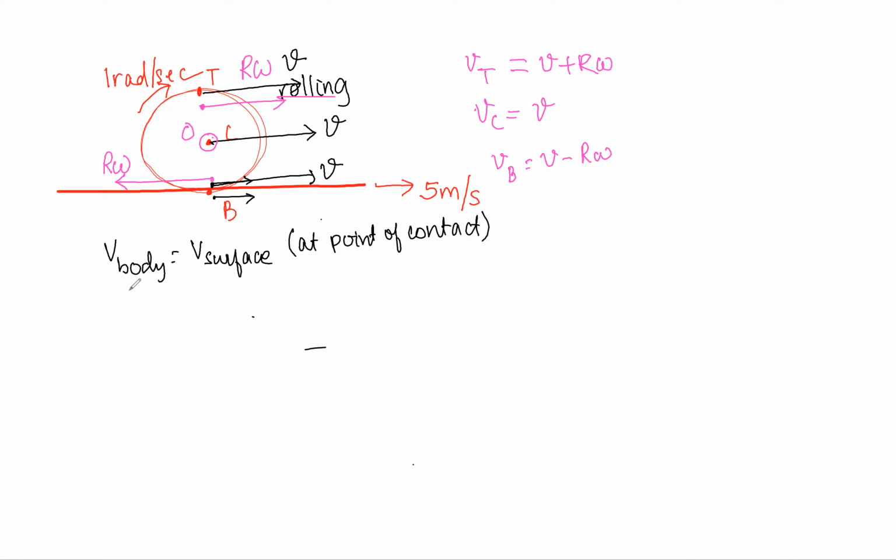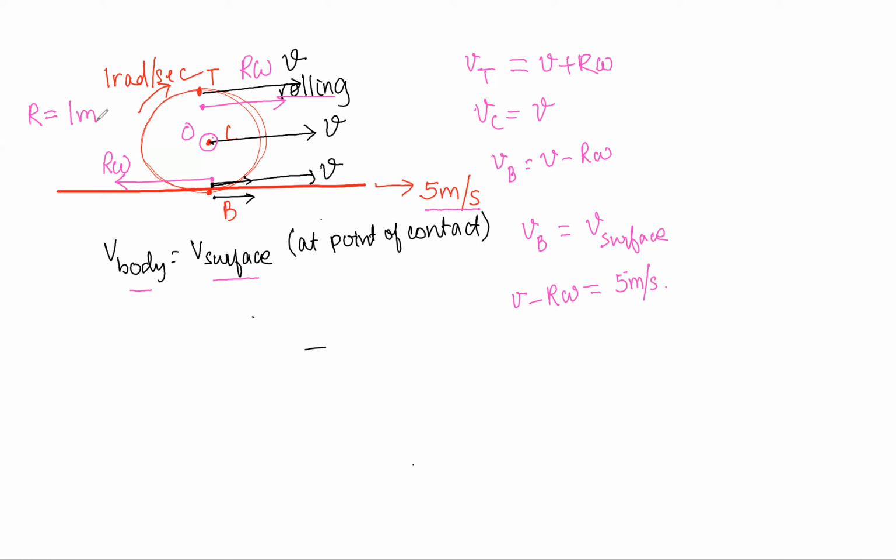Now the velocity of the bottom part has to be equal to the velocity of the surface. So the velocity of the surface is equal to 5 meters per second. You can call it S. That's why I called the bottom as B. So velocity of the bottom, V minus R omega, is equal to velocity of the surface, which is 5 meters per second. I just realized I did not give you the radius of this thing. So let us say the radius of this thing is equal to 1 meter.